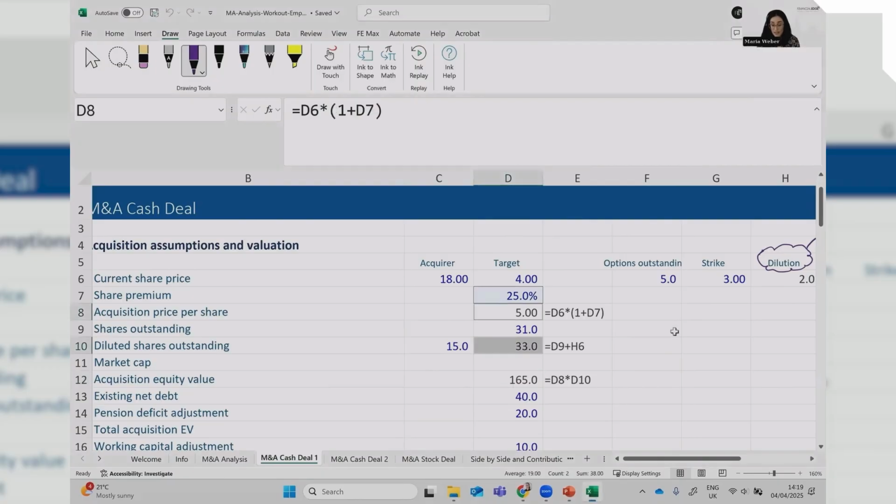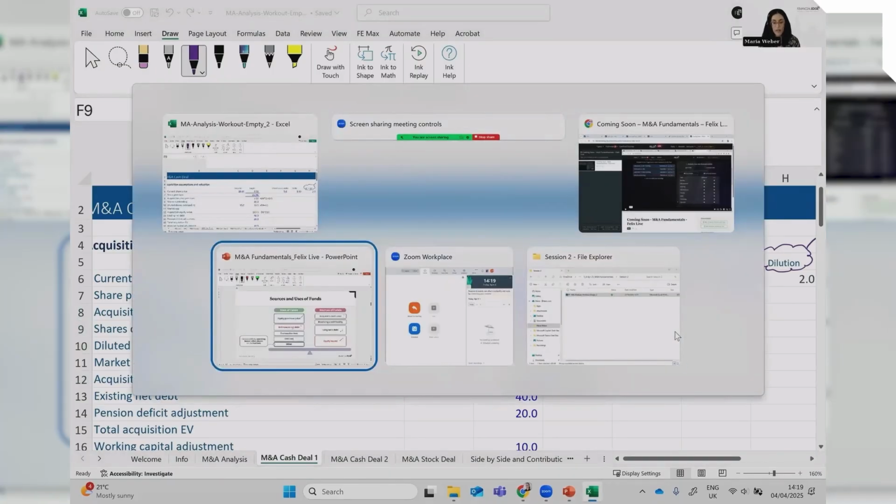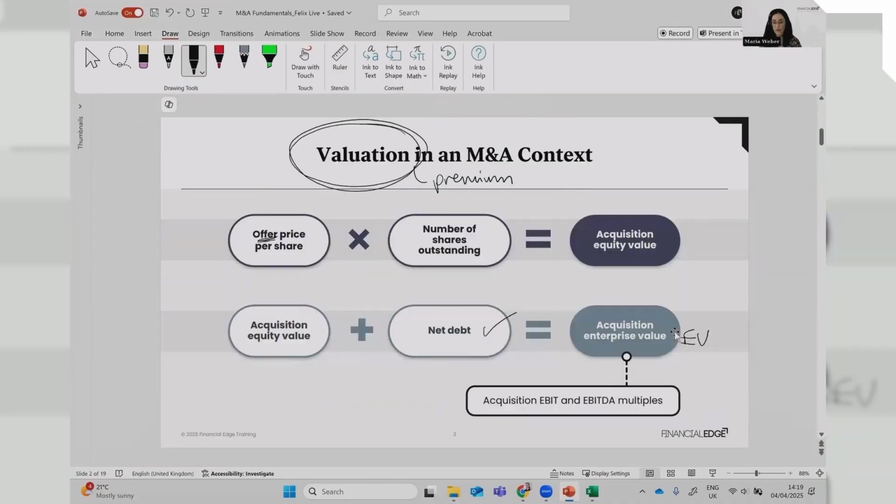So just going back to our slides, if we think, where are we? What have we just done? We have just done this very first bit. We have worked out acquisition equity value. We're going to go over the EV bridge and work out what is the enterprise value. So let's do that.